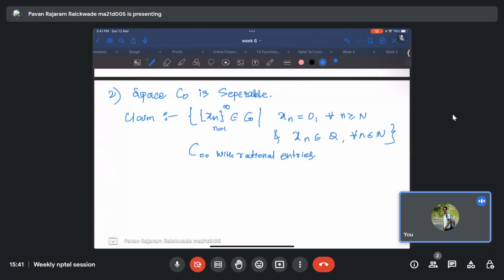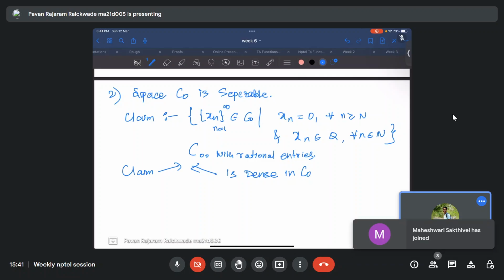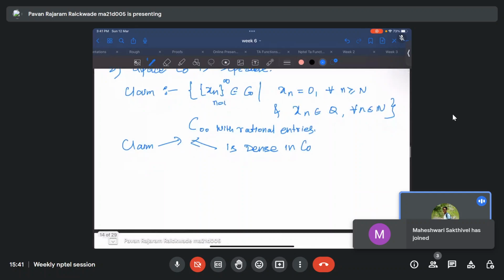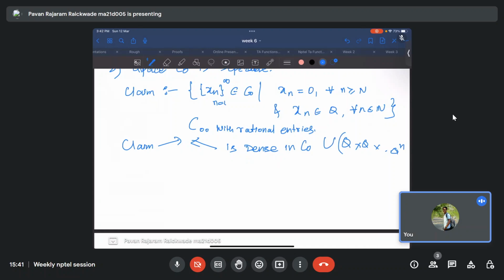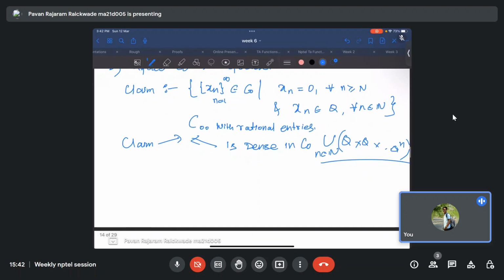So the claim is this set is dense in c0. This is countable, that's for sure, because I'm just taking entries from rationals, and finitely many terms are non-zero, every other term is zero. And then taking the union. So it's just Q cross Q for some n, and then the union of this over n belonging to the natural numbers. So countable. My claim is that this set will be dense in c0.